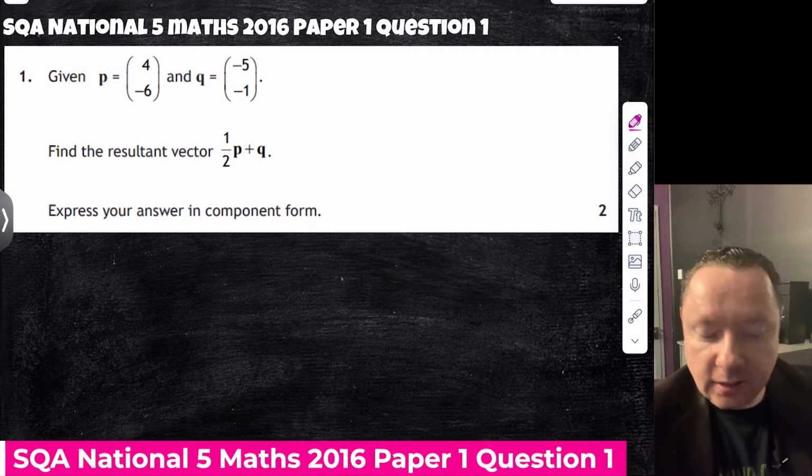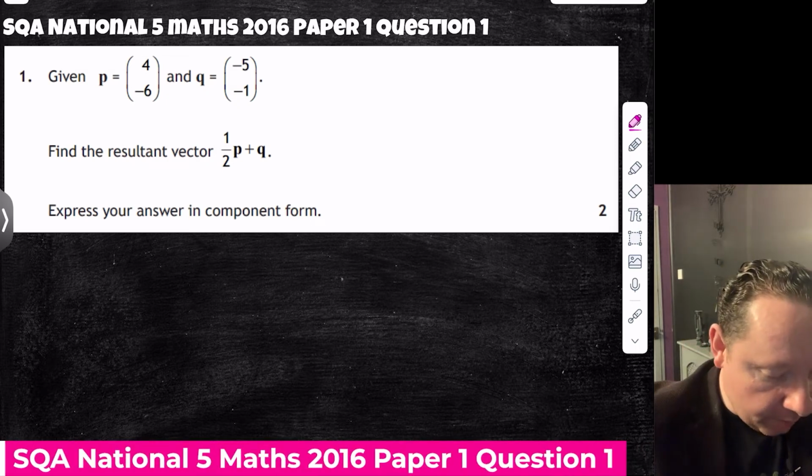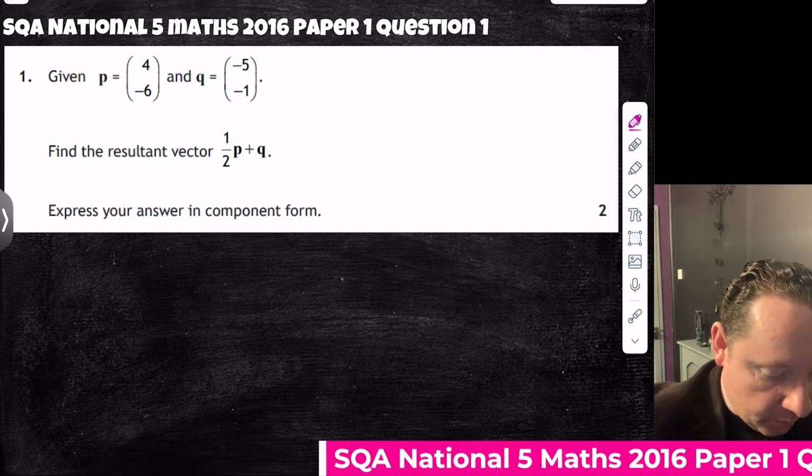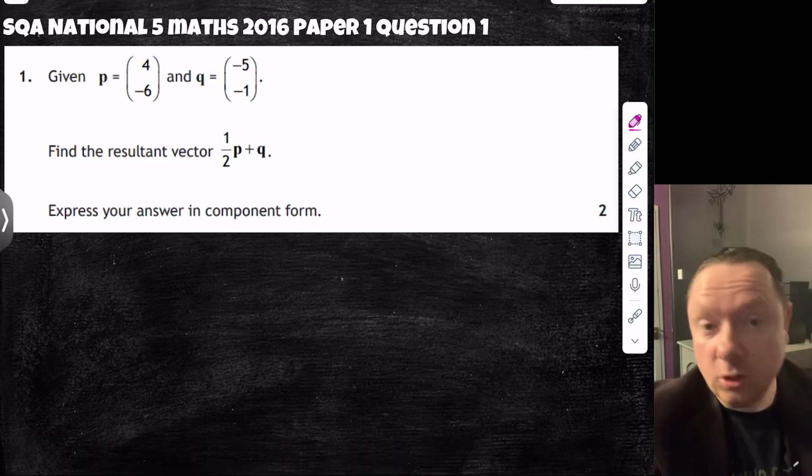SQA National 5 Maths 2016 paper 1 question 1 on vectors. Given that p is (4, -6) and q is (-5, -1), find half p plus q. Give your answer in component form, which is this form.